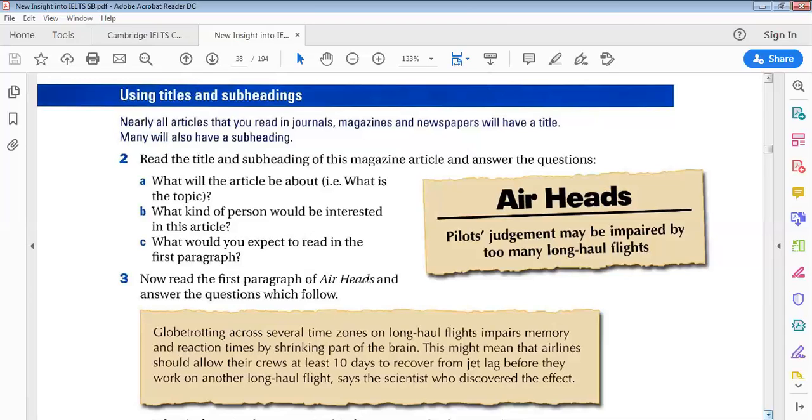What would you expect to read in the first paragraph? I'm actually not sure what I would be expecting to read in the first paragraph. Maybe the introduction part.